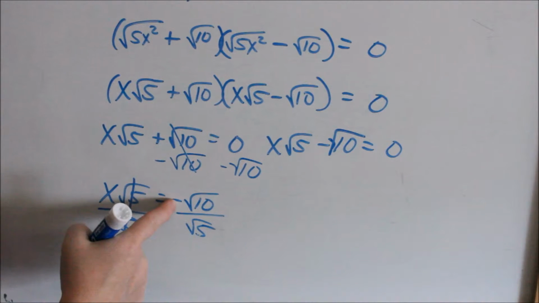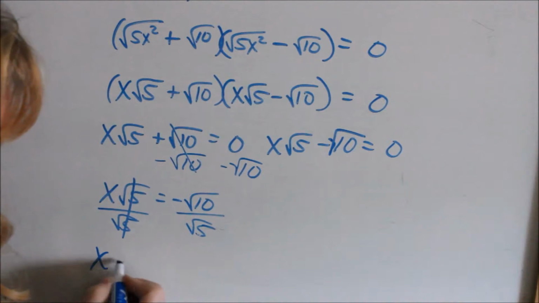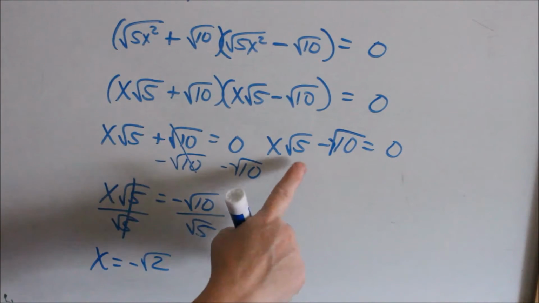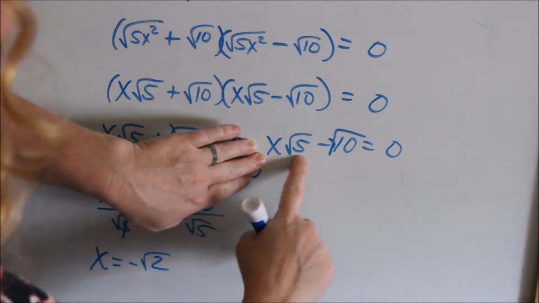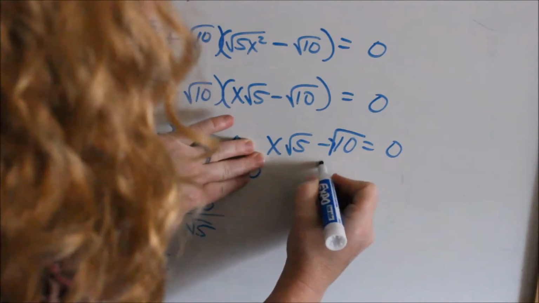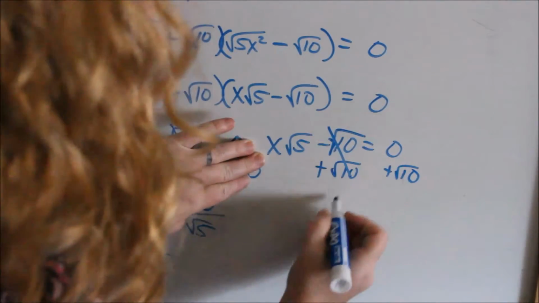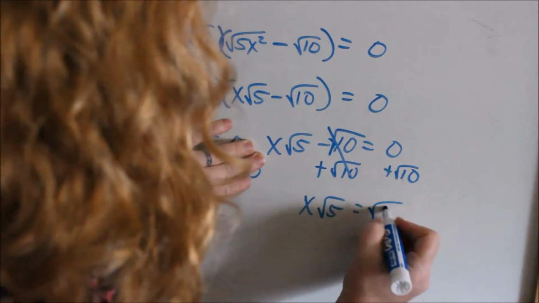So negative square root of 10 divided by square root of 5 is a negative square root of 2. So x equals negative square root of 2. Now going back here to this solution, x square root of 5 minus square root of 10 equals 0. Add square root of 10 to both sides. That cancels, so I'm left with x square root of 5 equals square root of 10.